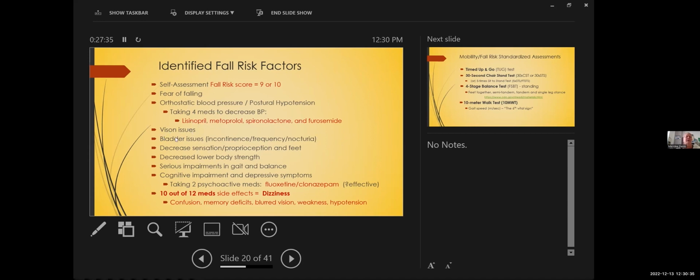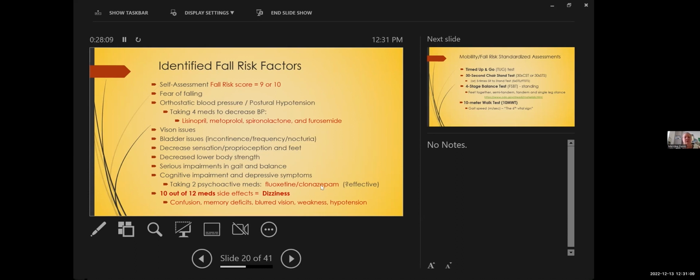Does she have to be on that? The visual issues, is that medicine related? Is that her macular degeneration? Is it her bifocals? Has she had her vision checked recently? We talked about the bladder issues, the feet. Decreased sensation in the lower extremities can impair your mobility and balance. She's taking 2 psychoactive meds. We might want to check if they're being effective.